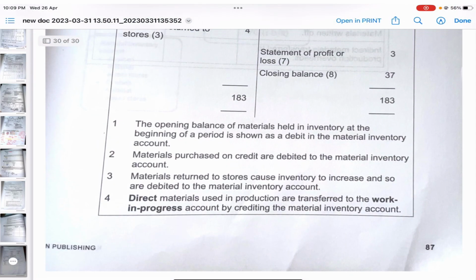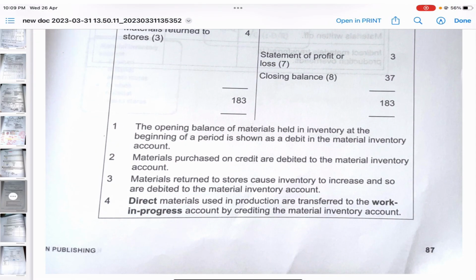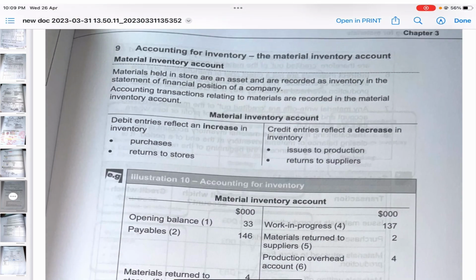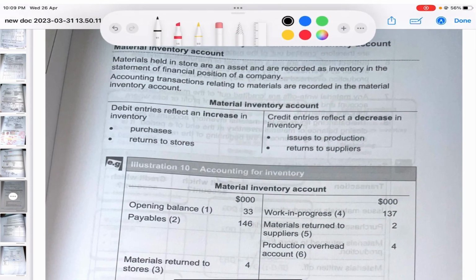I'll just quickly revise the AVCO method formula. My AVCO method formula is total cost before issue upon total number of units before issue. Now let's see the accounting for inventory. So how am I going to account for it in the books?